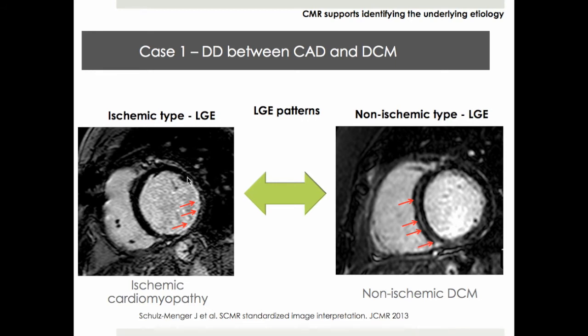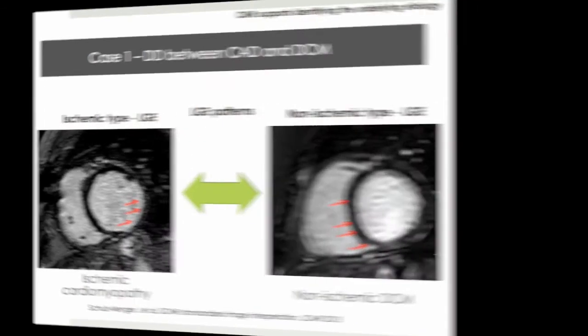Subendocardial layer of late gadolinium enhancement, which is limited to the territory of perfusing coronary artery, represents ischemic type of late gadolinium enhancement, whereas intramyocardial layer of late gadolinium enhancement, also known as mid-wall stria, stands for non-ischemic type of late gadolinium enhancement.